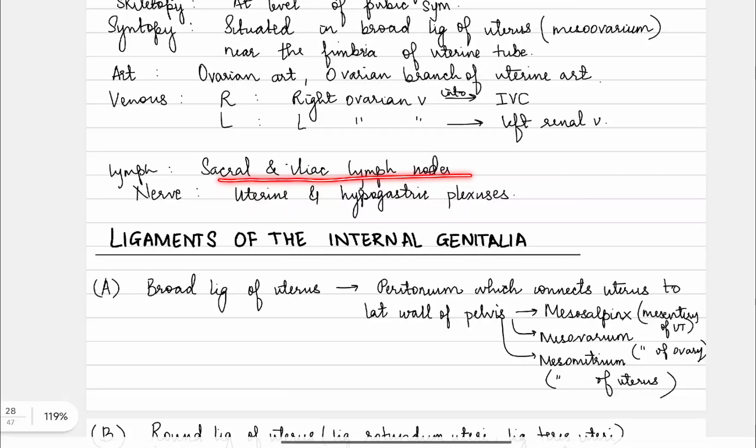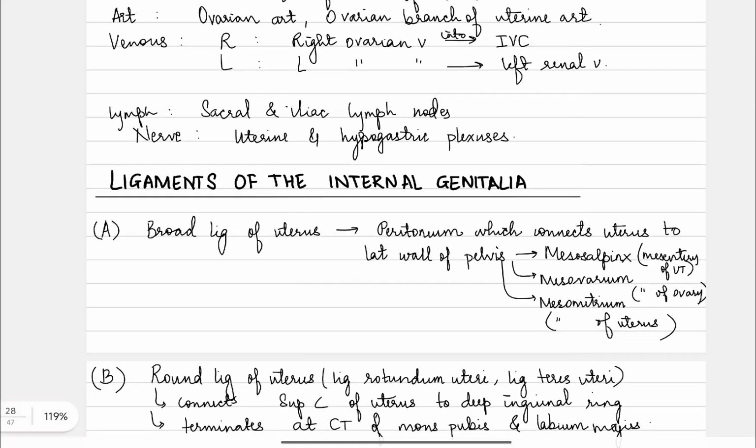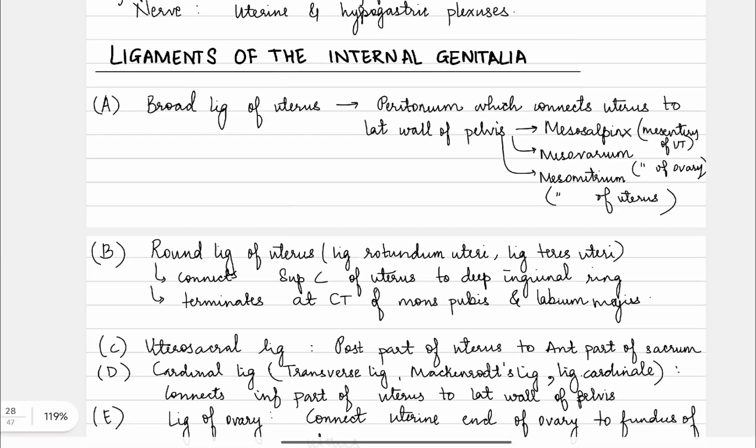Lymph is sacral and iliac lymph nodes. Nerve is uterine and hypogastric plexus. Now, ligaments of internal genitalia.